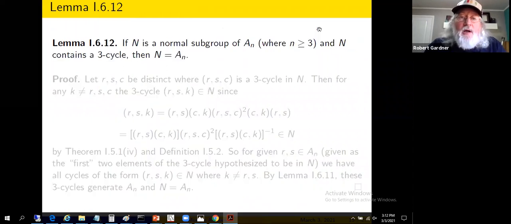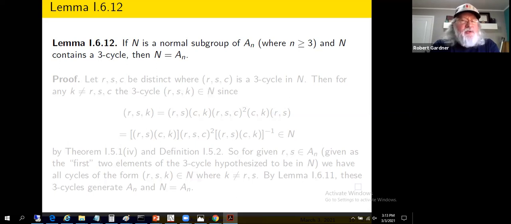All right, lemma 1.6.12, so a second lemma. This one we'll get a lot of mileage out of in the next section. It says if N is a normal subgroup of A sub n, n greater than or equal to 3, and N contains a 3 cycle, then N equals all of A sub n. Excellent.